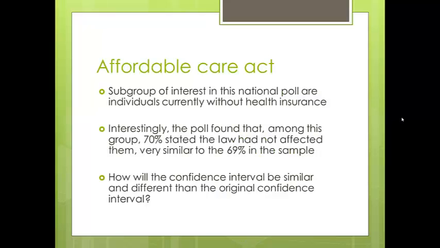Now, in the main survey, researchers talked to 1,034 U.S. adults about their opinions on the Affordable Care Act and whether or not it's had an effect on them. An interesting subgroup of interest would be individuals who are currently without health insurance. Interestingly, the poll found that among this subgroup, folks who don't have health insurance, 70% stated the law had not affected them, which was very similar to the 69% in the overall sample. So the question is, how will this confidence interval be similar and different as compared to the original confidence interval?